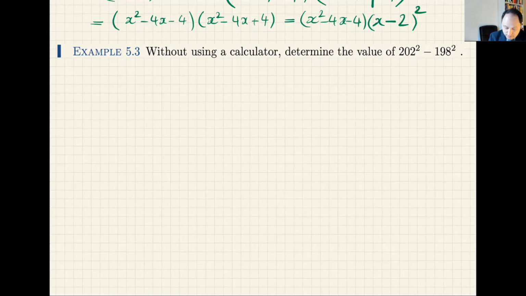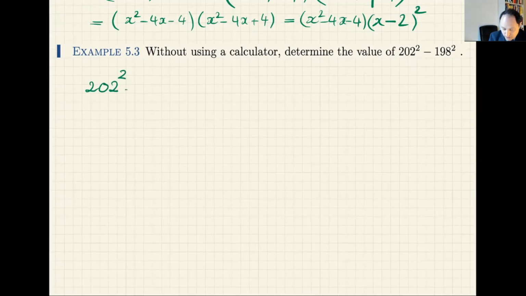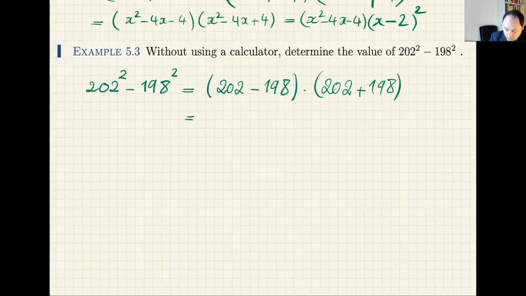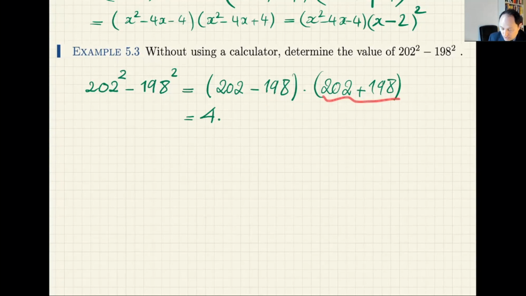Do you see that? Yes, it's the conjugate pattern. Maybe the conjugate pattern is helpful here. Let us test it. There is no guarantee, of course, but let us test it. So the answer becomes 202 minus 198, multiplied by 202 plus 198. I hope that every one of you understands that this is exactly the conjugate pattern. But is it useful here? Yes, because the difference between these two numbers is just 4, and the sum is also not hard to calculate in your head.